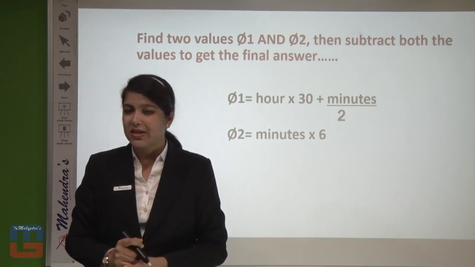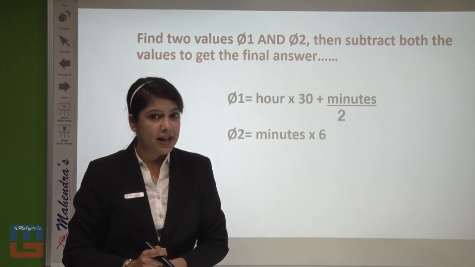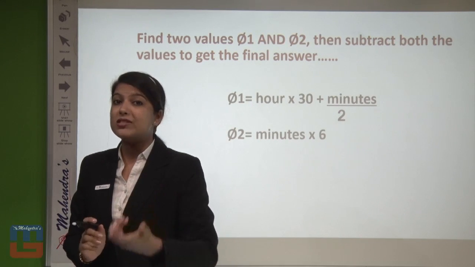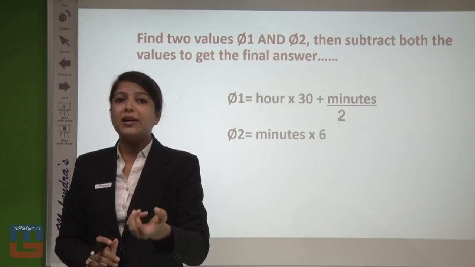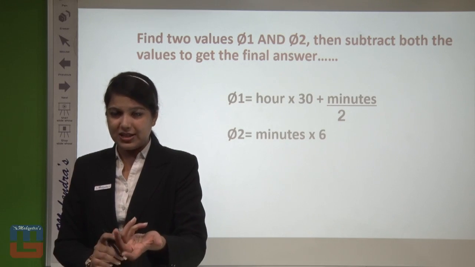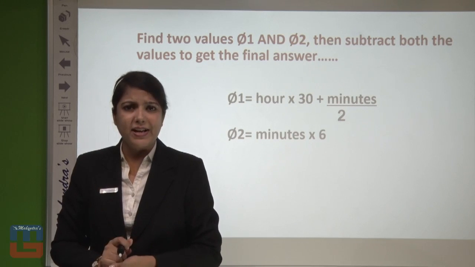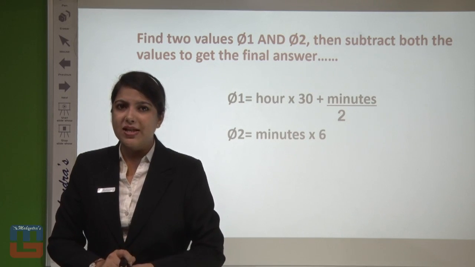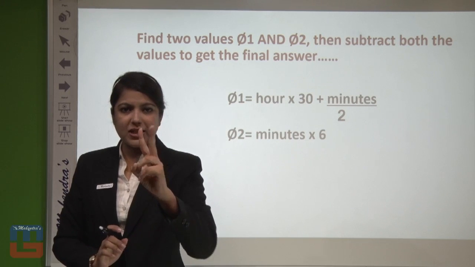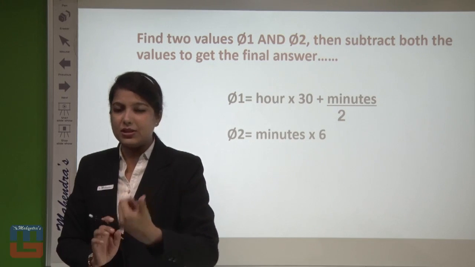Find two values, theta 1 and theta 2. Now theta 1 and theta 2 does not mean you will always call them that. You can take it as AB, you can take it as XY, anything which you find easy. I have taken it as theta 1 and theta 2. So we are finding two values, one theta 1 and one theta 2.